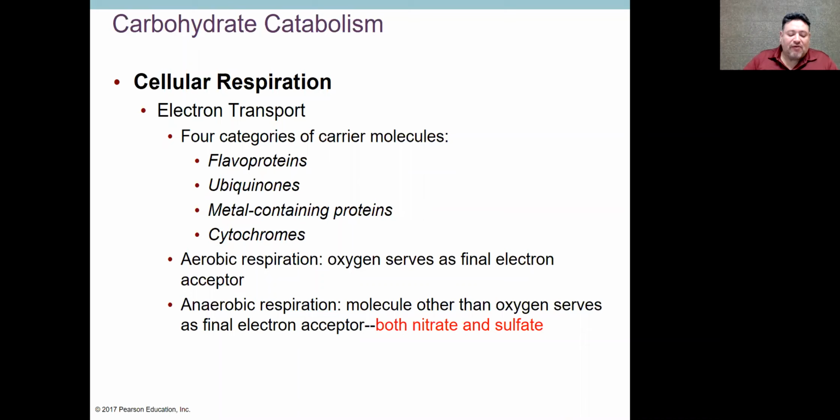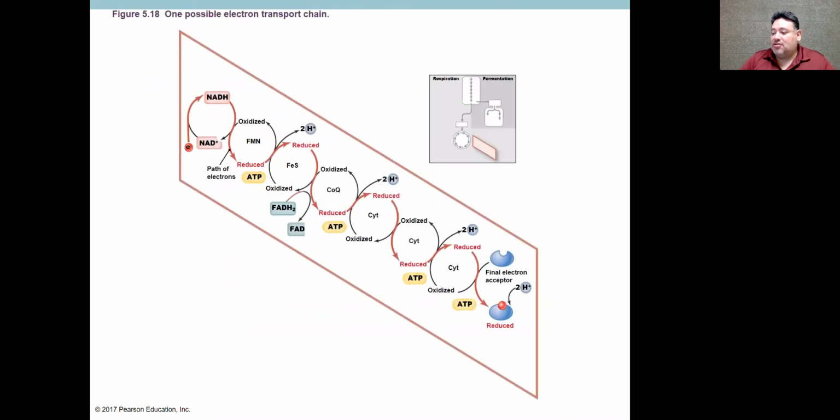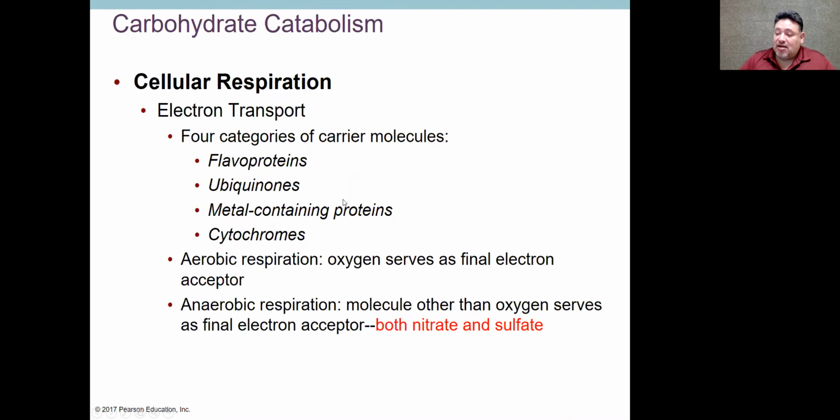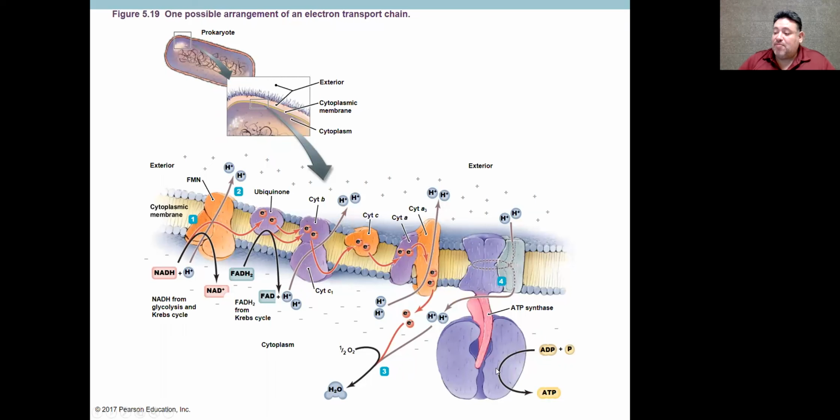I want to cover a couple details about the electron transport chain. Okay, we got to see it briefly. Here's the electron transport chain. NADH and FADH are delivering their high energy electrons in order to power proton pumps and build a proton gradient that will consequently drive this beautiful ATP synthase and make ATP.